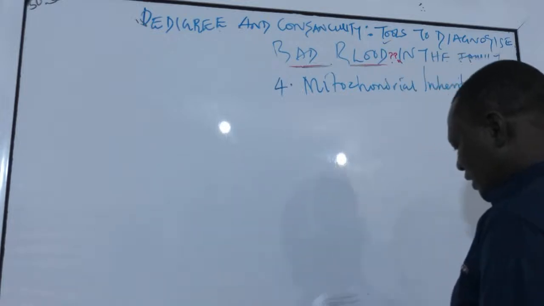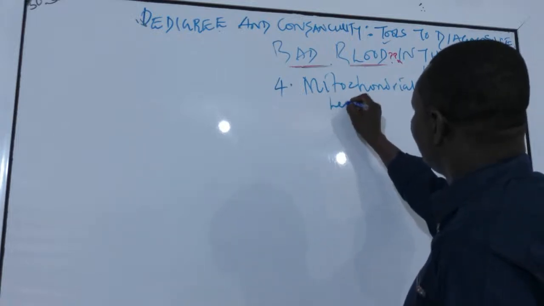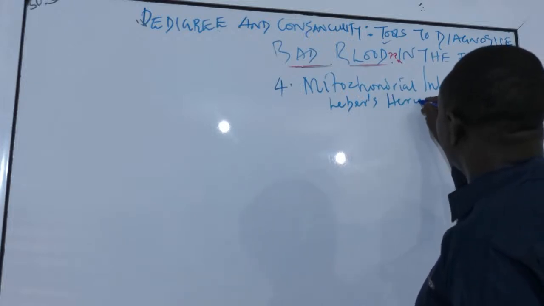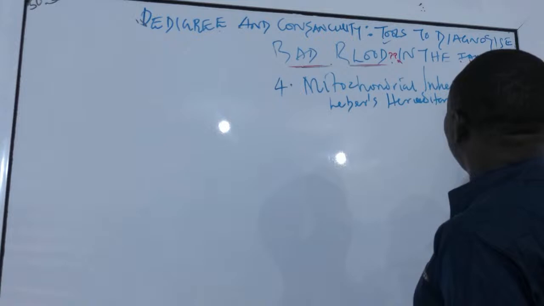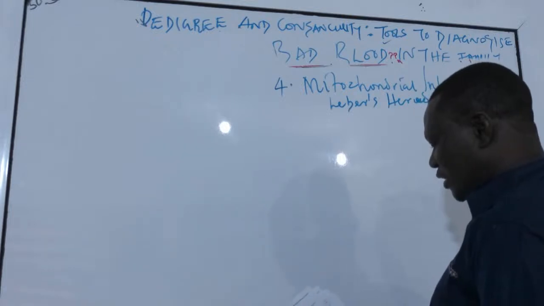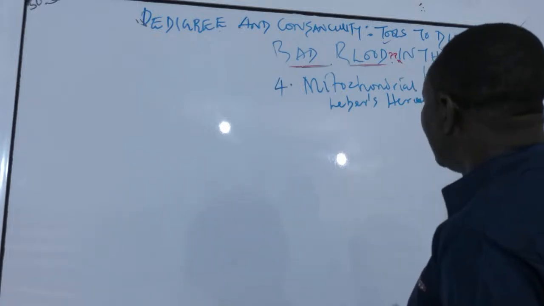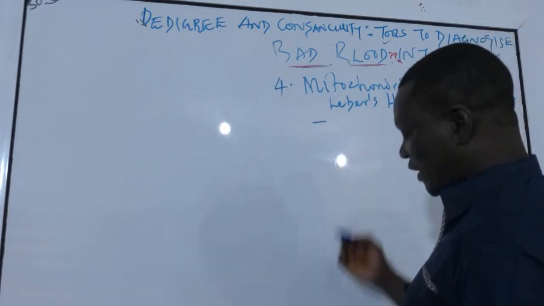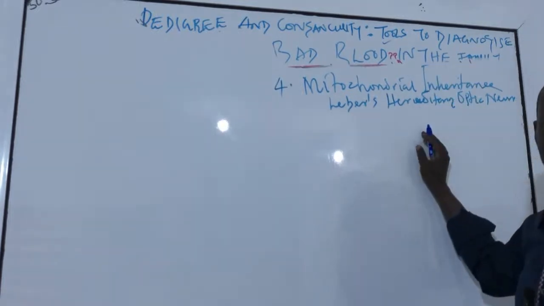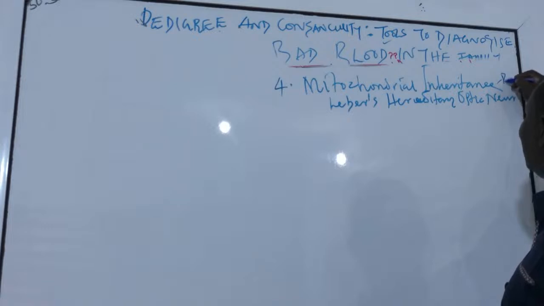And if somebody is suffering from this kind of inheritance, I told you that the condition is known as Leber's hereditary optic neuropathy. That is LHON. Okay. So just from the word, the clinical manifestation, the cause is as a result of bad gene that is located in the mitochondria. The bad genes are found in the mitochondrial DNA.